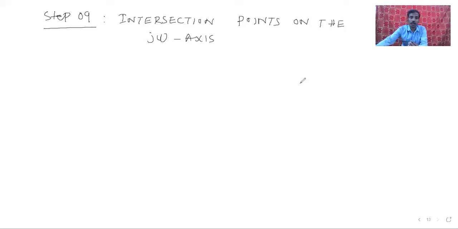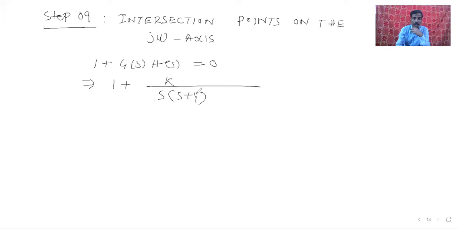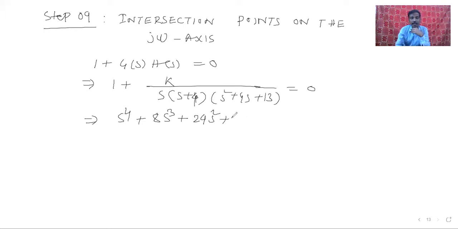So what is the process or what is the definition? By Routh stability analysis techniques. Our characteristic equation: 1 plus G(s) H(s) equals 0. This is equivalent to 1 plus k by s into (s plus 4) into (s square plus 4s plus 13) equals 0. And this is equivalent to s to the power 4 plus 8s cube plus 29s square plus 52s plus k equals 0.